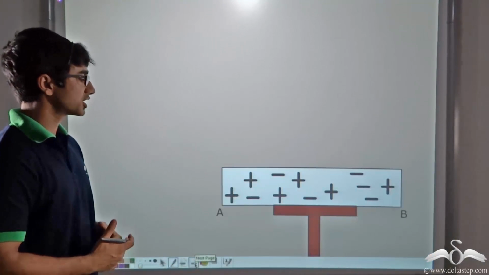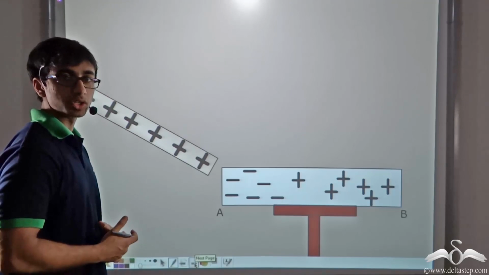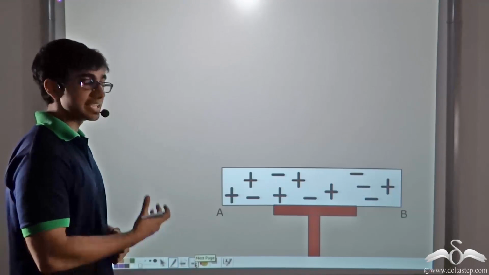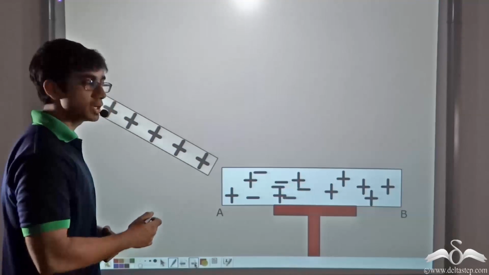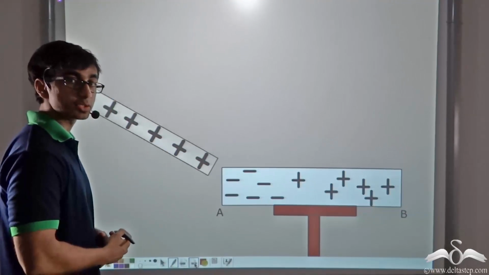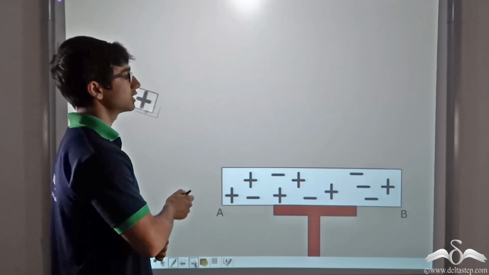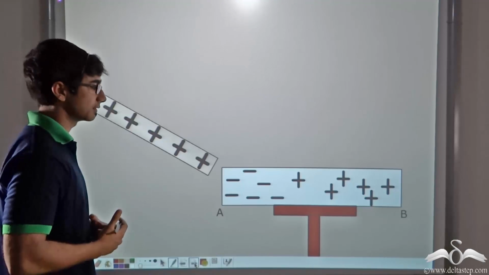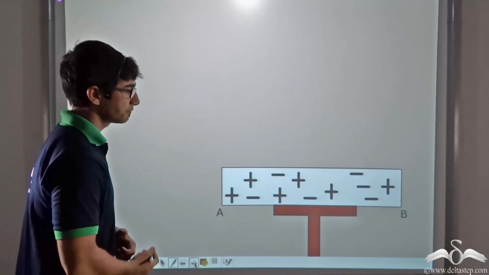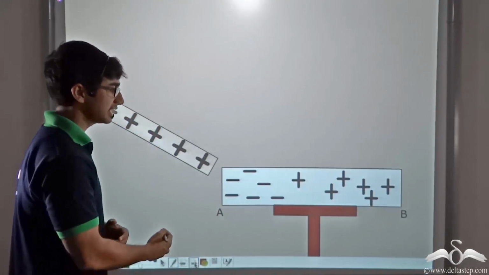So in order to charge conductor AB negatively, we bring in a positively charged rod. As a result, the electrons in AB are attracted towards end A. You will notice that even in the previous case as well as in this case, there is no direct contact between the rod and the conductor because the process taking place is induction. So as you can see, the electrons have been attracted towards end A due to electrostatic induction.